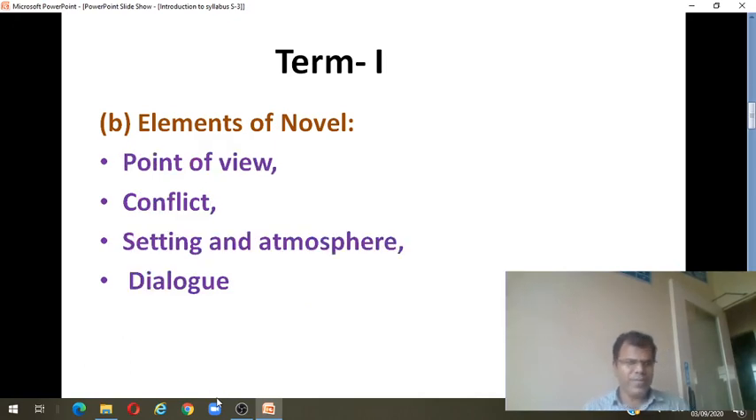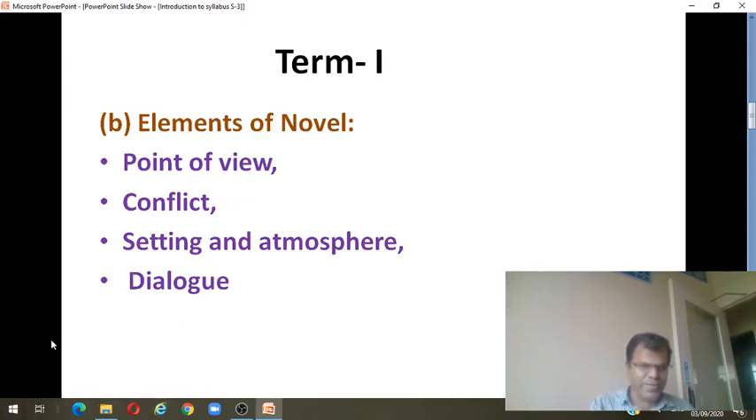Point of view means the relationship of the narrator to the novel, to the plot. There are various points of view, like first person point of view, second person point of view, third person point of view. The famous Marathi novels, Hindu as well as Mrityunjay, have made use of first person point of view.